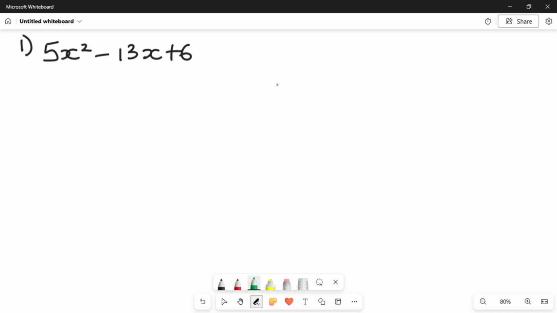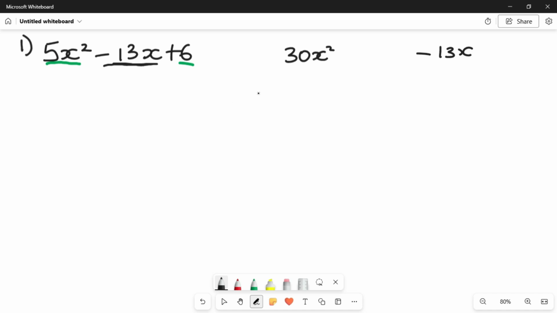So the first thing we are going to do is to multiply the first term and the last term together. So that way, if we say 5x squared times 6, that will give us 30x squared. Then we bring out the term in the middle, which is minus 13x. Good.